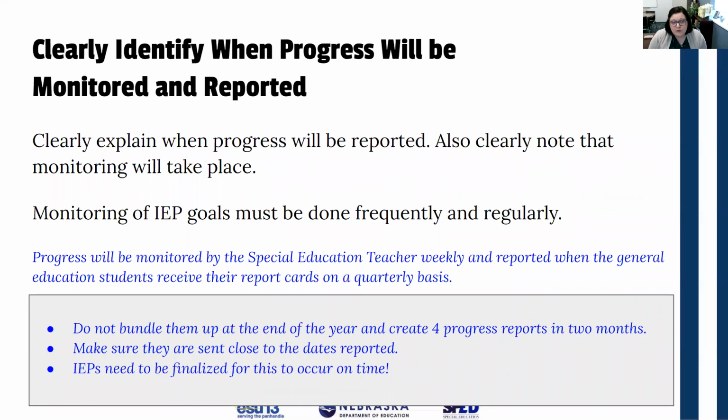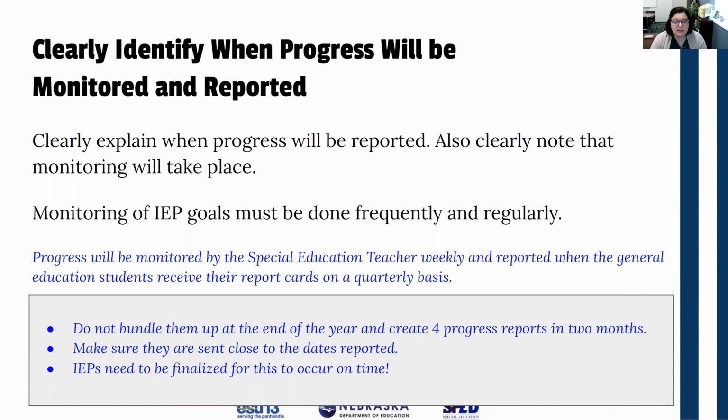And after we have that, we want to clearly identify when progress will be monitored and reported. So as I said before, it is very important that we explain in the IEP during the goal setting process when we come to that point of when will progress be reported. A lot of people take a copy and pasted response, but sometimes we may want to even add in there that maybe if major changes have occurred, the special education teacher will reach out to team members. Because someone may say, I'm not sure that that's going to work. So we want to make sure that if we have those discussions that we write that down.